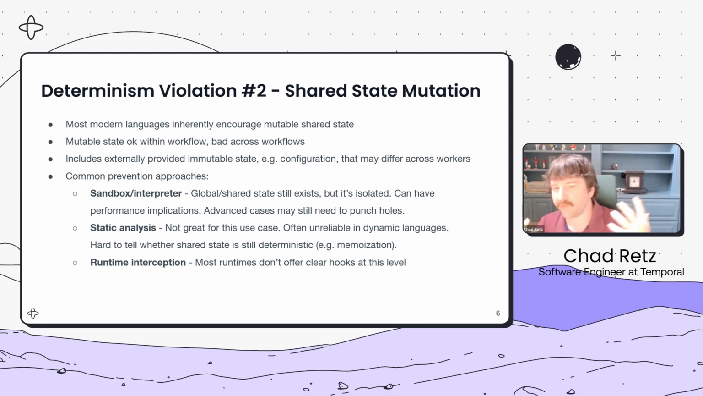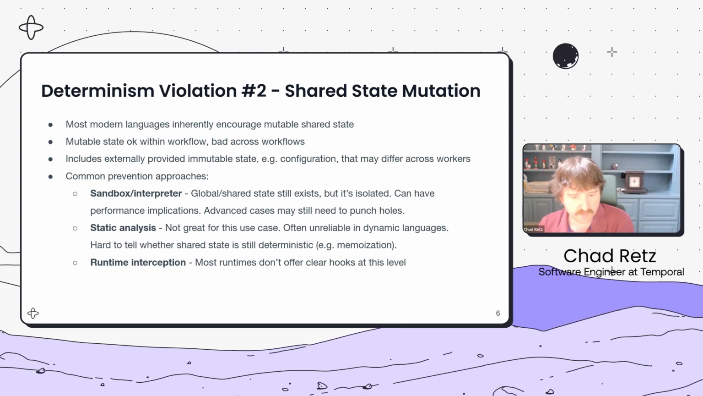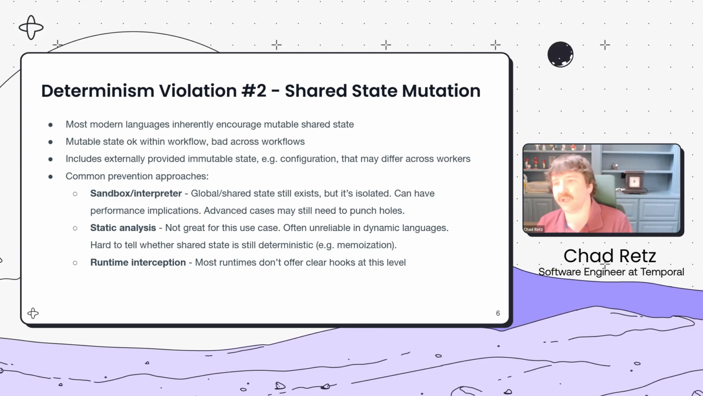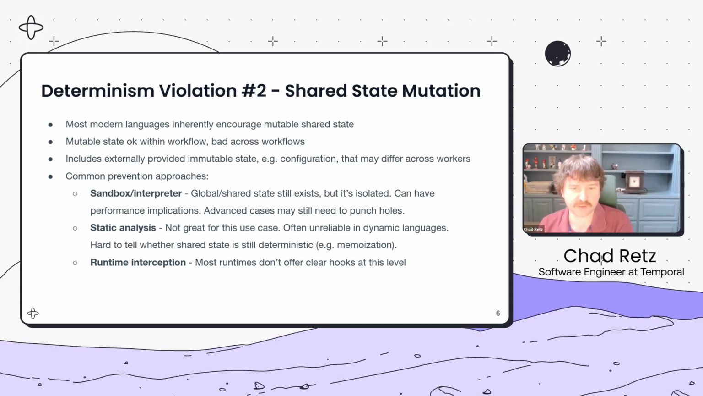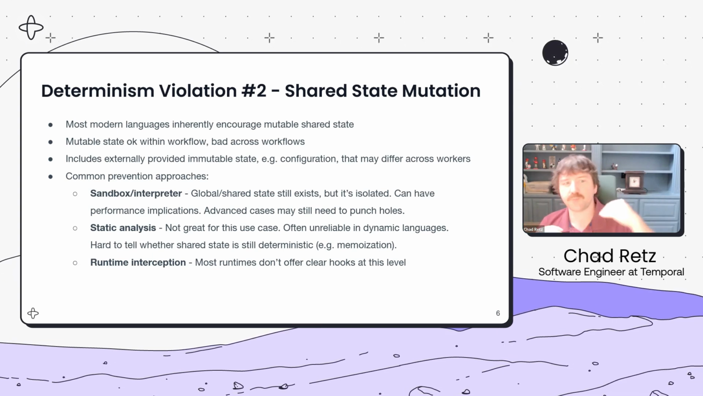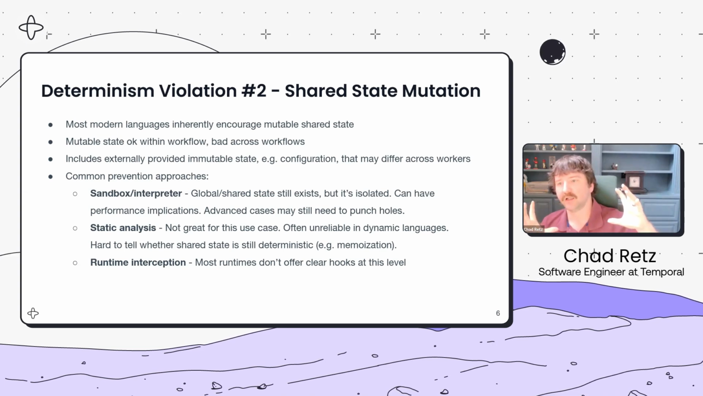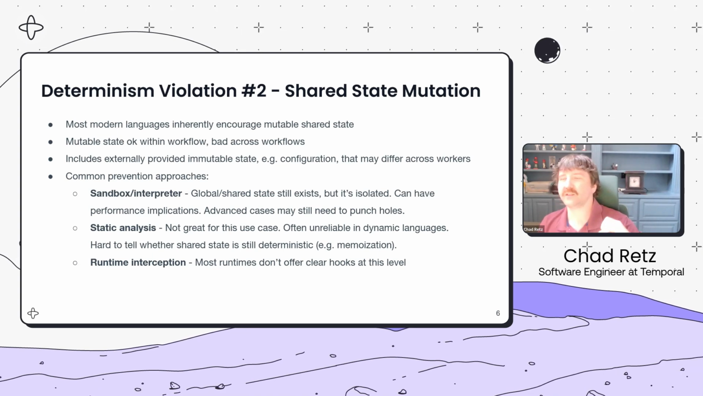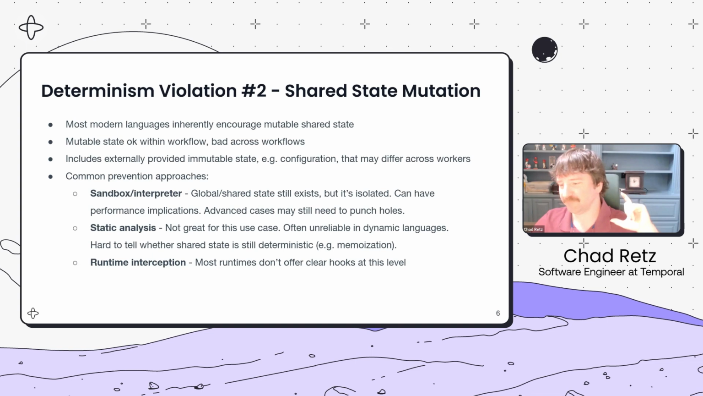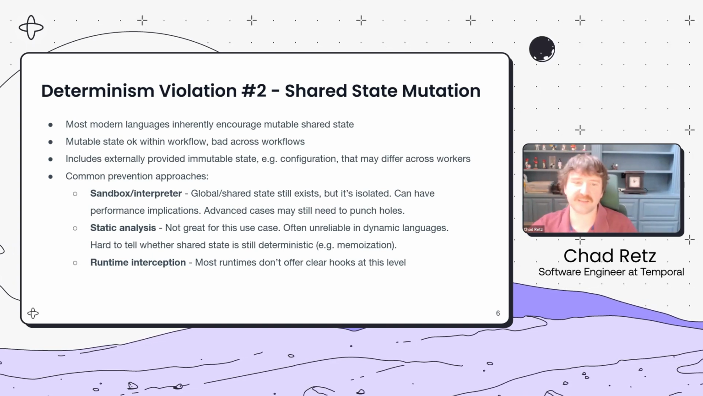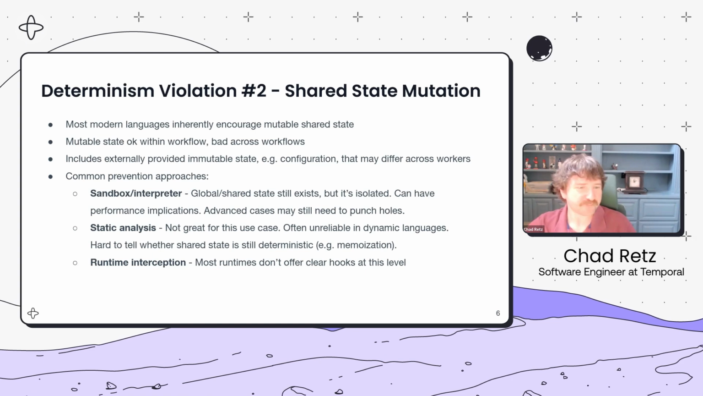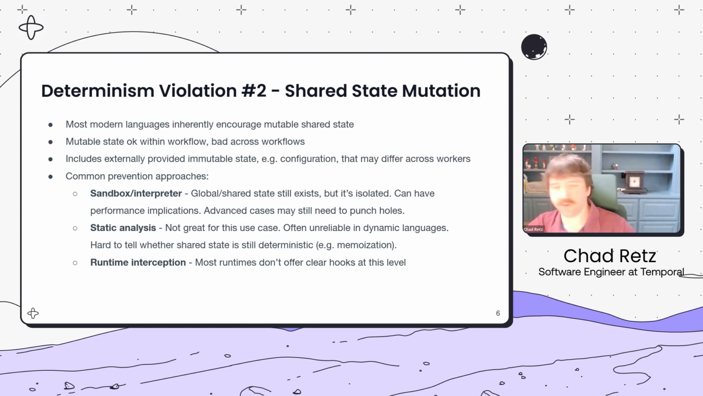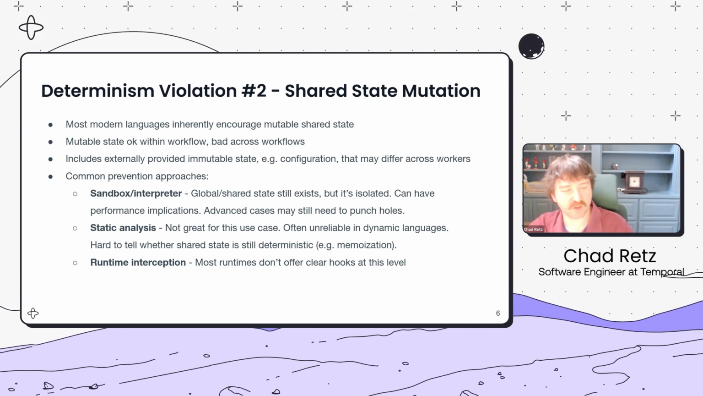And a lot of people are like, oh, well, I have read-only static information. Is it that big a deal to access externally? A lot of times, if it's not constant and hard-coded, it can be, because different workers may have different configuration values and such. So we discourage that as well. The best approach is to prevent this, sandboxing it. Static analyzers don't work as well here because it is hard to tell deterministic from non-deterministic global variable access. It's a lot of times intent-based. And then there's also runtime interception, but most languages don't allow you to intercept reads and writes to global variables.